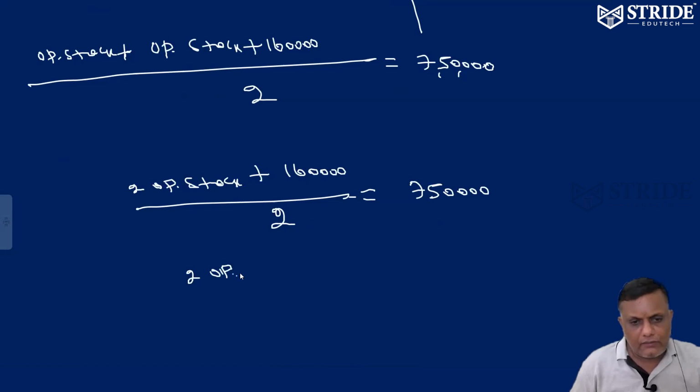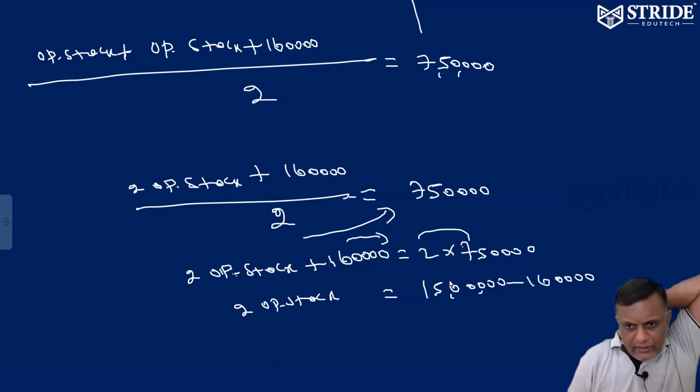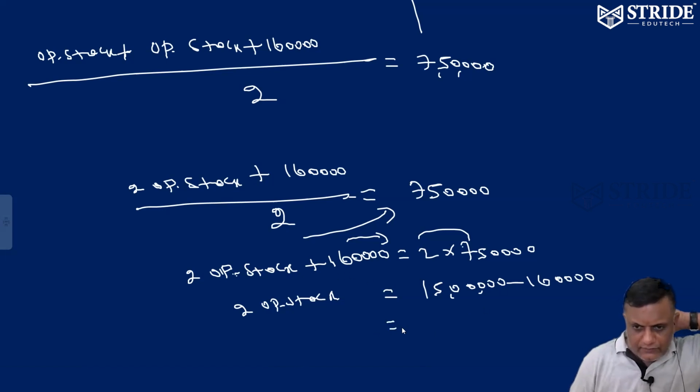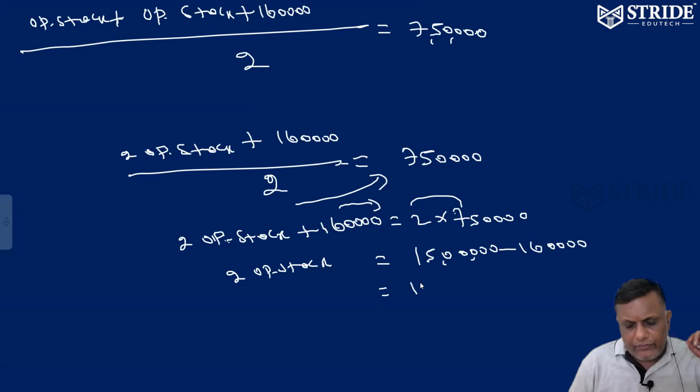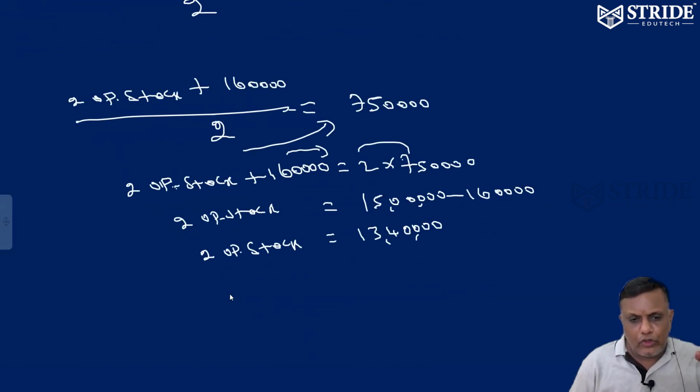Cross multiply: 2 into opening stock plus 1,60,000 equals 2 into 7,50,000, which is 15 lakhs. Bring 1,60,000 to the right hand side: 15 lakhs minus 1,60,000 is 13,40,000. So 13,40,000 is equivalent to 2 into opening stock.